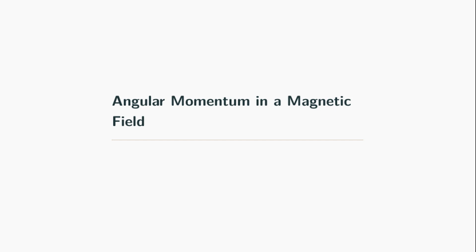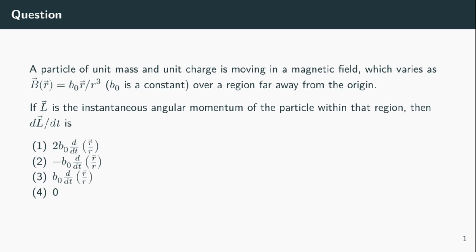Alright, let's talk about angular momentum when a particle is moving in a specific kind of magnetic field. Here's the question we're looking at. We have a particle with a unit mass, so its mass is 1, and a unit charge, so its charge is 1. It's moving in a magnetic field described by the vector B field at a position vector r as B0 times the vector r divided by r cubed. Now this is specifically for a region far away from the origin, and B0 is just a constant.